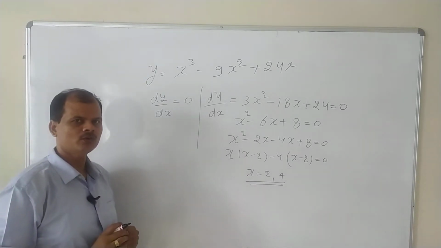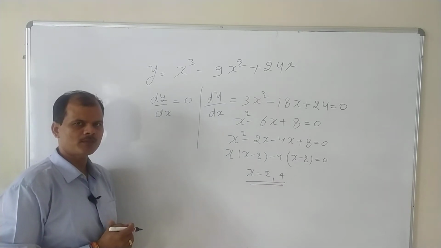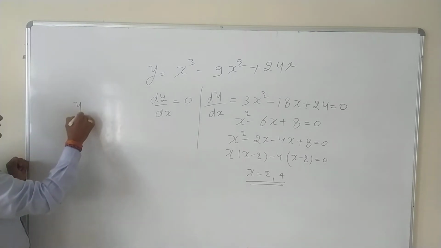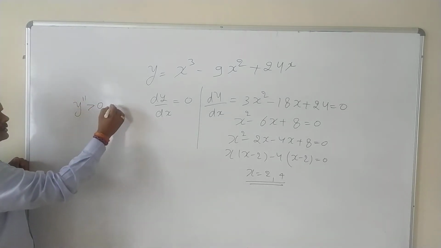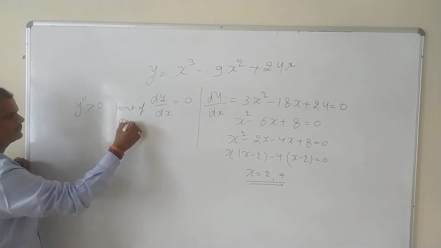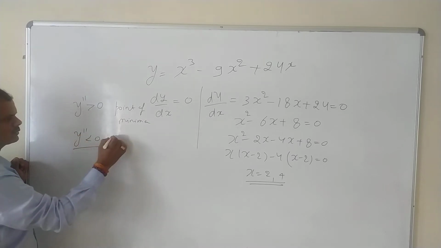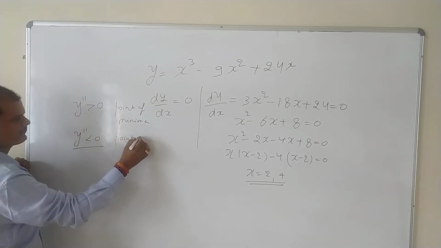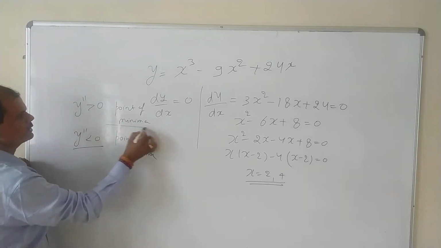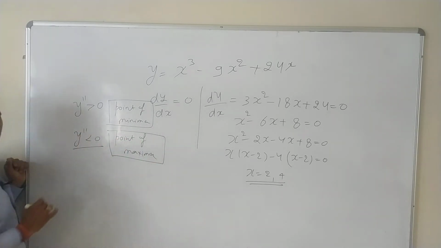Derivative is 0. Now how to check which point is the maxima point and which one is the minima point? Using the second derivative test, right? If the second derivative y double dash is positive, then we have a point of minima, and if y double dash is less than 0, then that is your point of maxima, and the corresponding value will be the minima value and the corresponding value will be the maxima value, right?